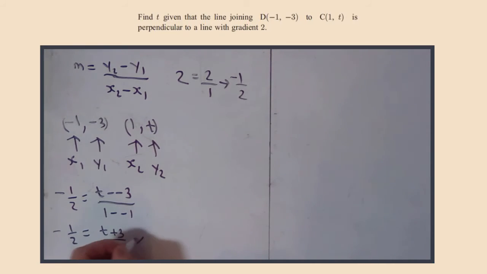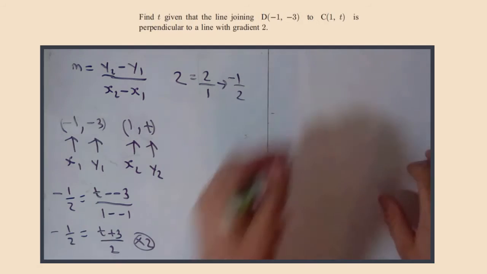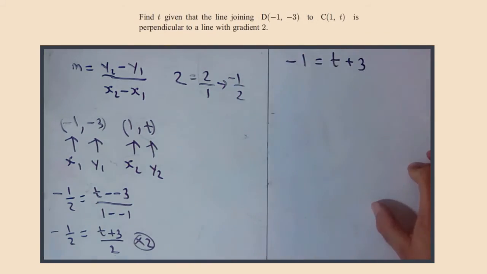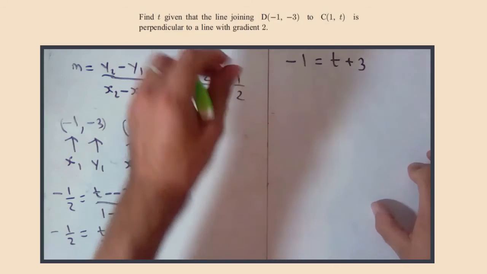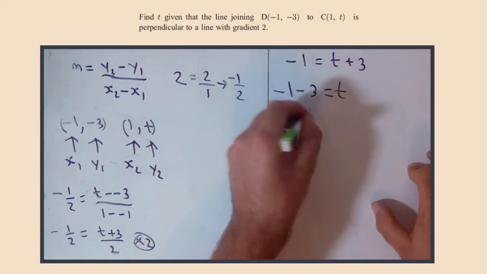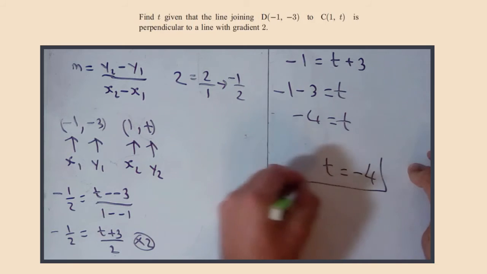So if we now multiply both sides by 2, we want to get rid of this 2. If you think 2 times 1/2 is 1, then -1/2 times 2 must be -1. So that would say -1 equals t plus 3. To get the t on its own, I need to subtract the 3 from both sides. So -1 minus 3 equals t, -4 equals t, t equals -4.